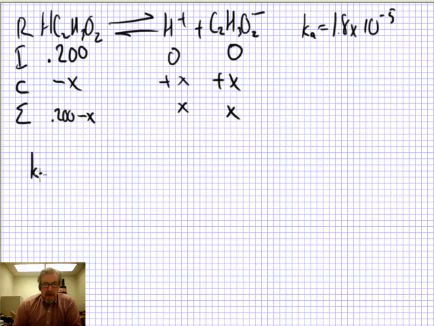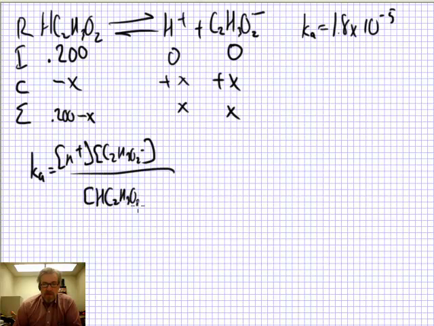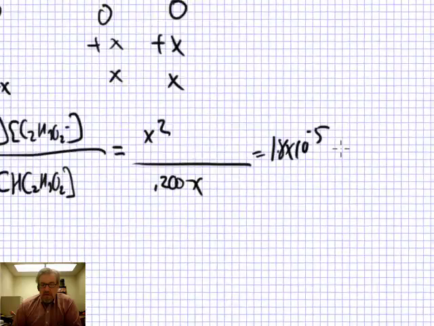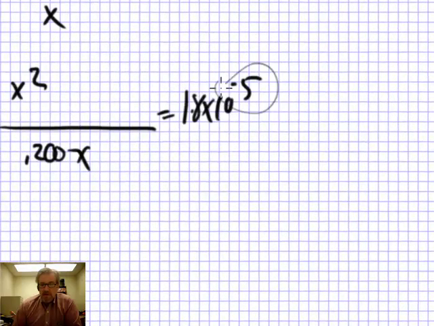Ka, remember, is the concentration of products raised to their coefficients divided by the concentration of the reactant, which in this case is just the initial acetic acid that we started with. In terms of our chart, at equilibrium, x squared would be the numerator, and 0.200 minus x would be the denominator, and that's equal to 1.8 times 10 to the minus 5. Now I'm going to make the assumption, because 10 to the minus 5 is fairly small, that I can ignore the x in the denominator. So we'll say that this is approximately equal to x squared over 0.200.